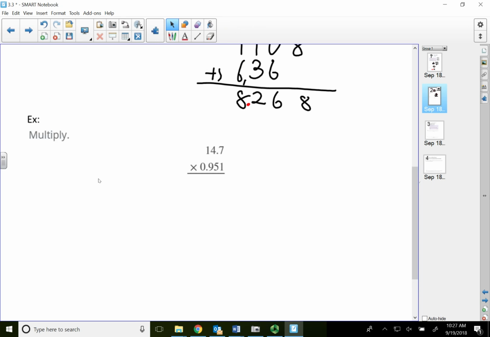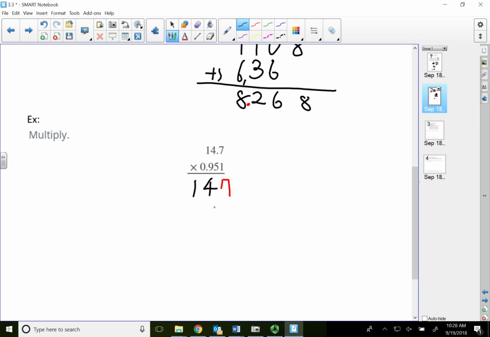All right, let's try another one, okay? This one doesn't really matter because there's a 0 here. So I'm looking at this as 147 times 951, okay? So 1 times 7 is 7. Oops, sorry. 1 times 4 is 4. 1 times 1 is 1.